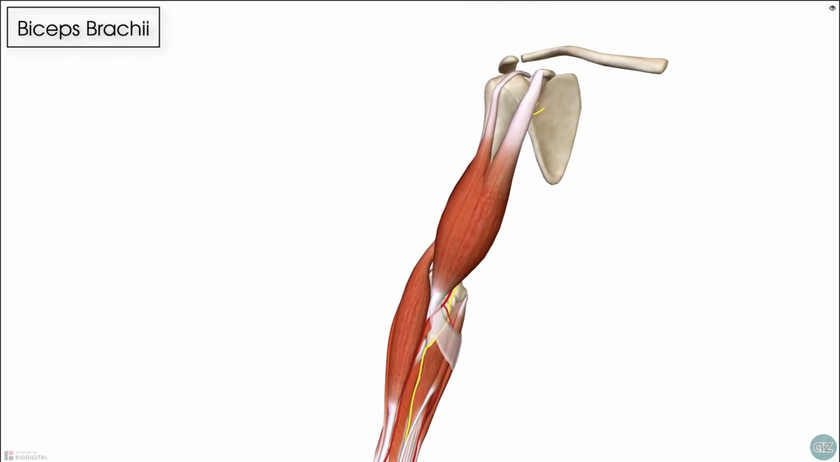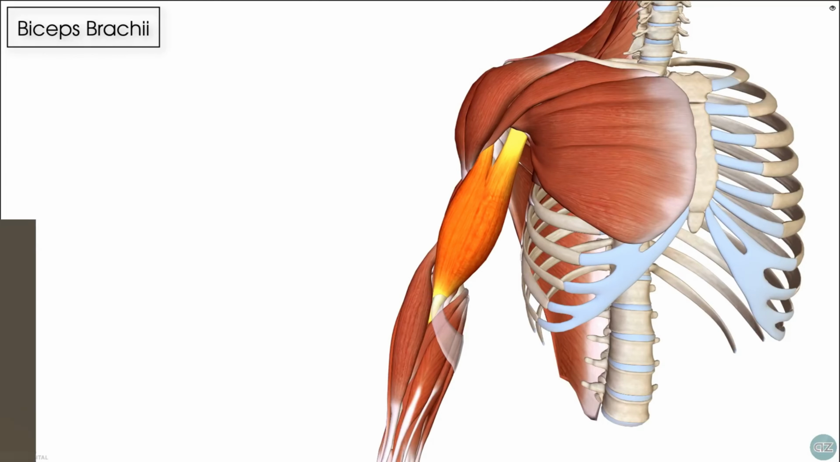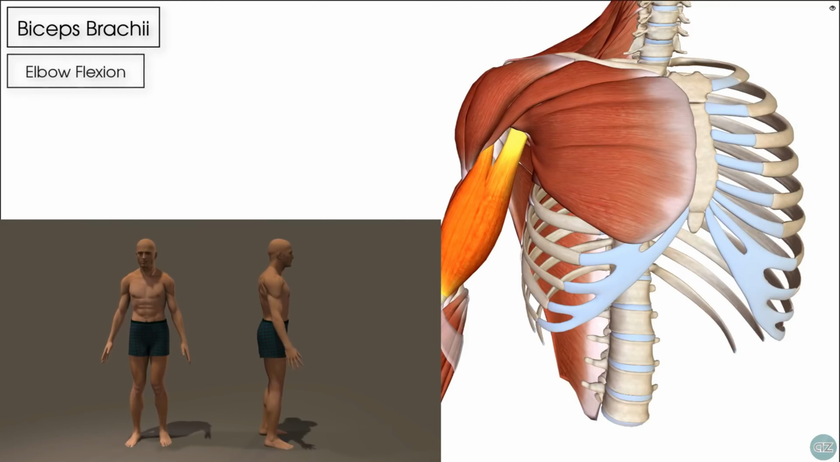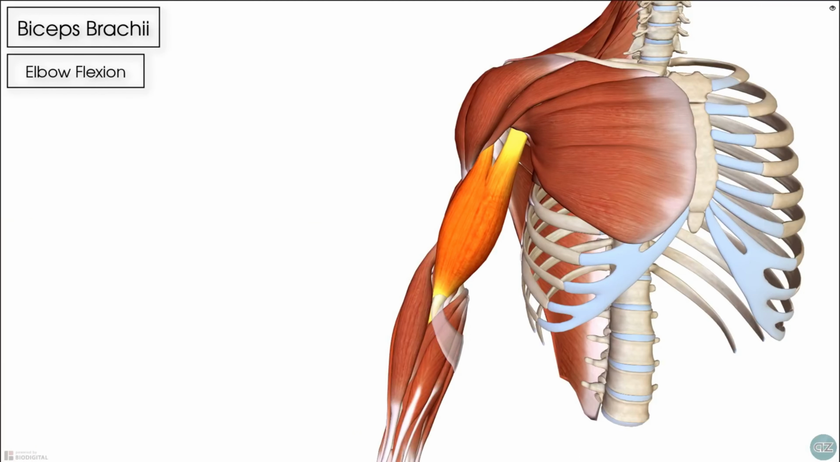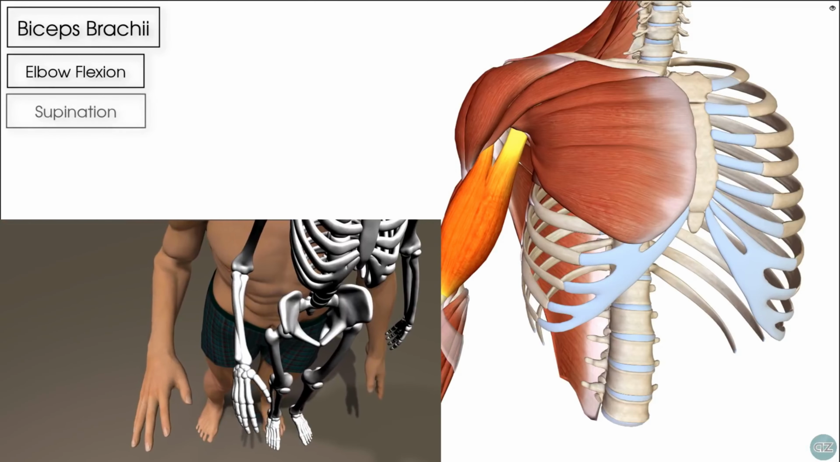In terms of its action, the biceps brachii performs flexion of our elbow, and it's also a very powerful supinator of the forearm.